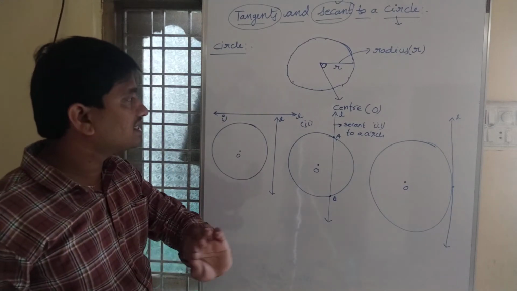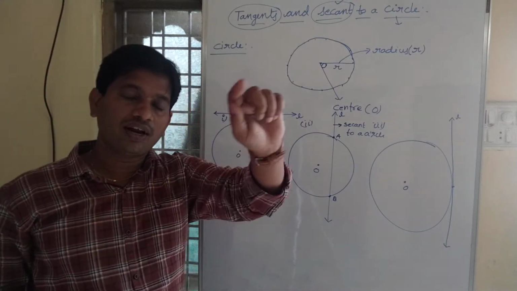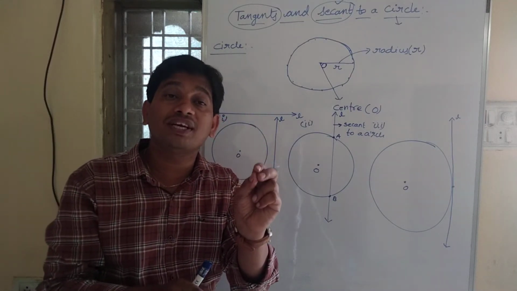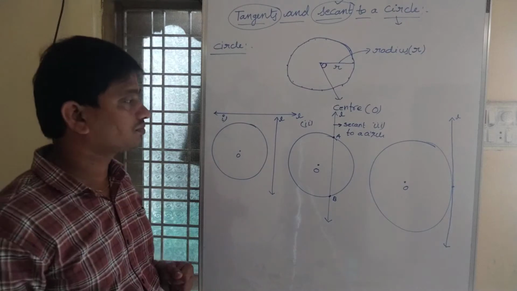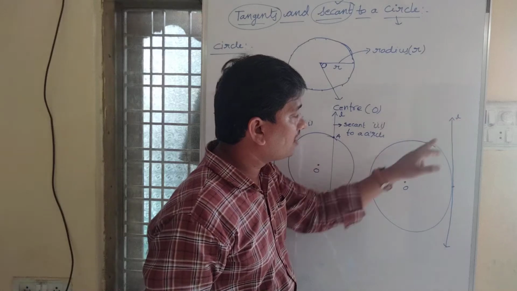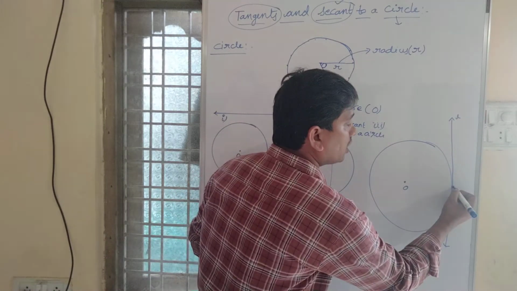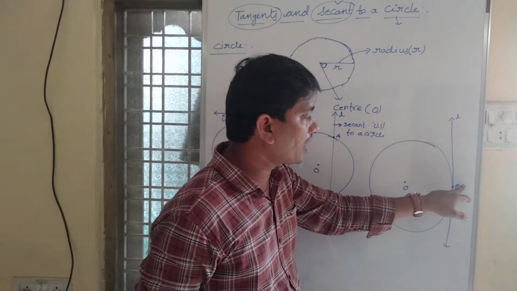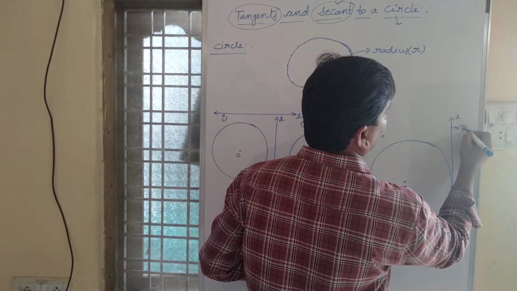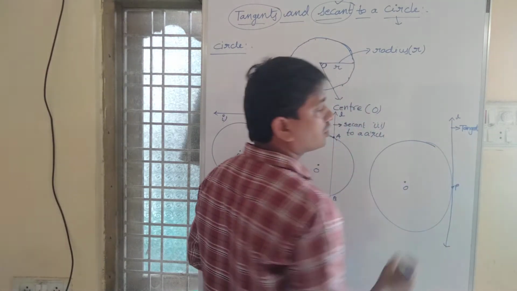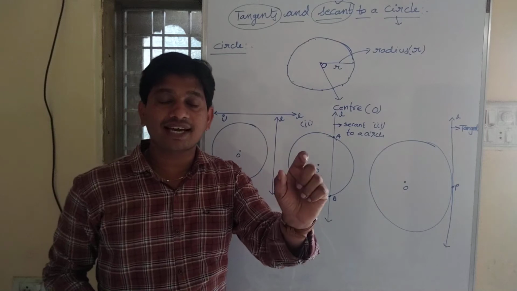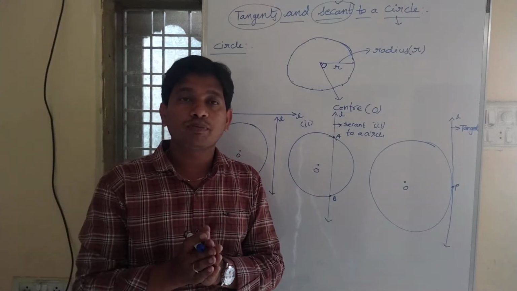I hope this is very clear to you. If any line intersects a circle at 2 distinct points, that is said to be a secant to a circle. Now coming to case number 3. In this case, line L is intersecting the circle at only one point. Suppose the point is P, and this line is said to be a tangent to a circle. T-A-N-G-E-N-T. Tangent to a circle. Students, what do you mean by tangent? A line which intersects a circle at only one point is said to be a tangent to a circle.